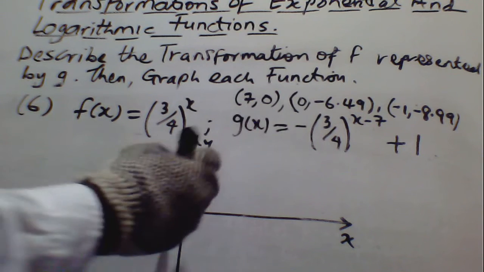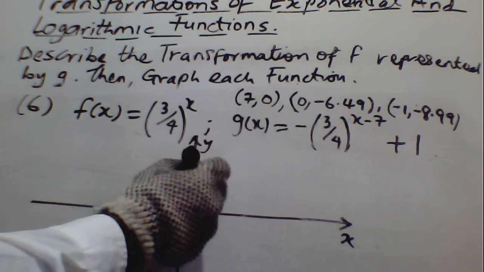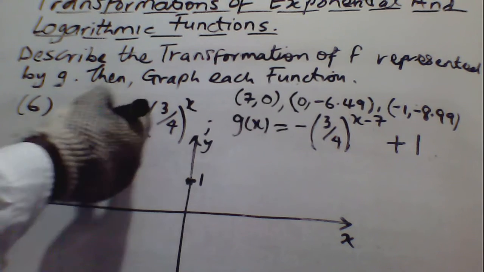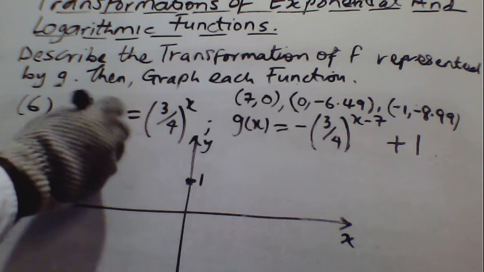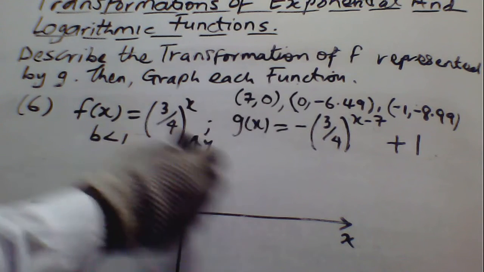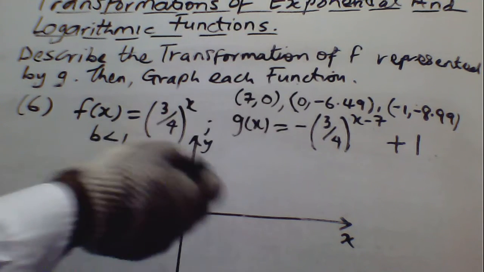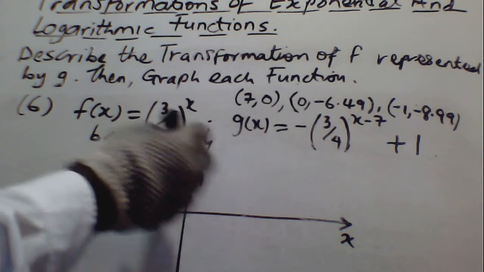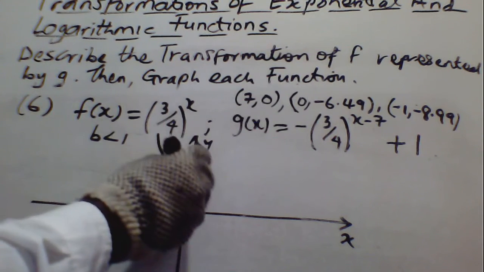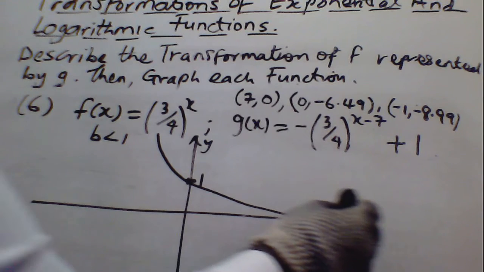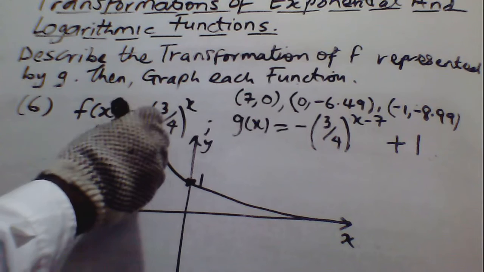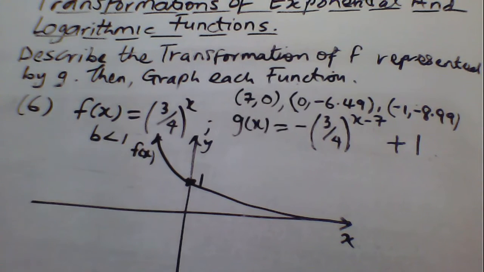So for the parent function, it always starts from 1. We know this. Let's here be 1. So we can graph this. This is half, b less than 1. So the graph will start from here. If b is less than 1, if it's a whole number, it will start from here. We have said this several times. So we put a curve here. This is how it's going to look. This is f of x.